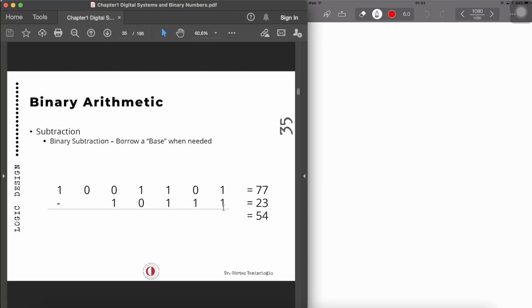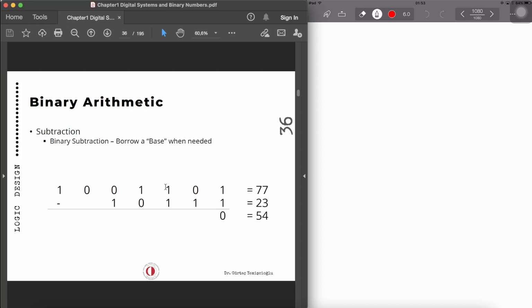So 1 minus 1, it's going to be 0. Similar to the decimal ones. Now, 0 minus 1, it's not possible. I have to borrow. I have to borrow from the neighbor. Now, the question comes in. How much do I need to borrow from here?